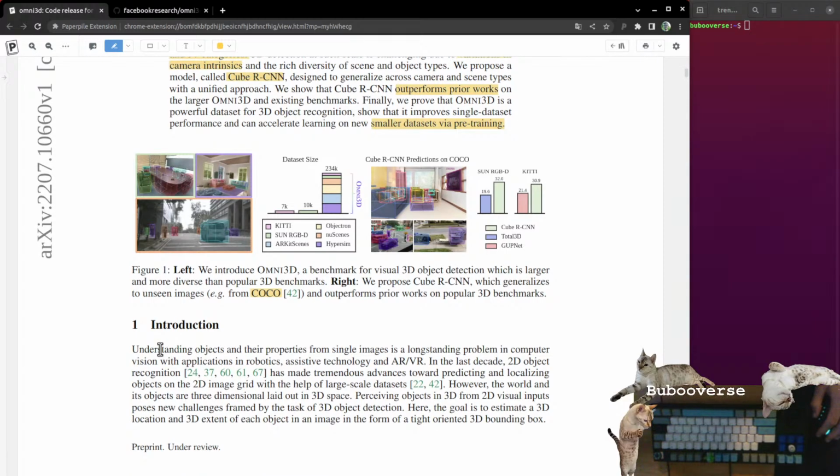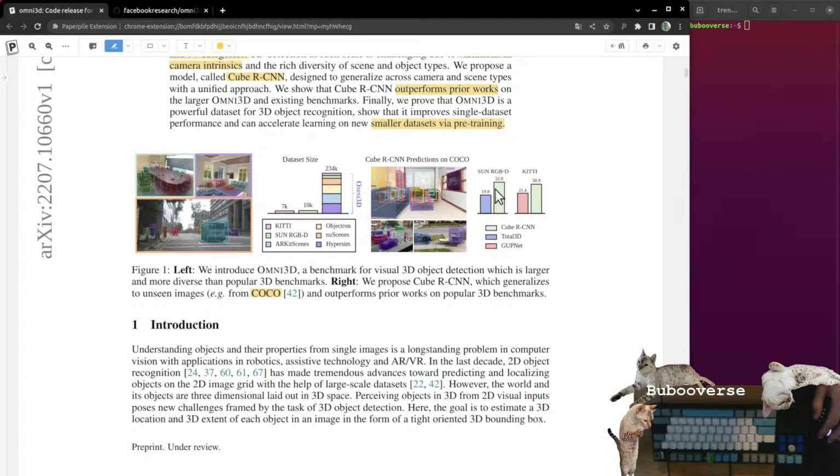Cool. Let's get into it. Actually, let's look at this figure more deeply here. So, Kitty is an autonomous vehicle dataset. Sun RGBD, I think that's the inside of rooms. ARKit scenes, again, also rooms. Other datasets here, Objectron, new scenes, HyperSim. It's just showing you how big each of them are. So, right, Omni3D is the combination of all of these, and it shows you just how much larger it is there.